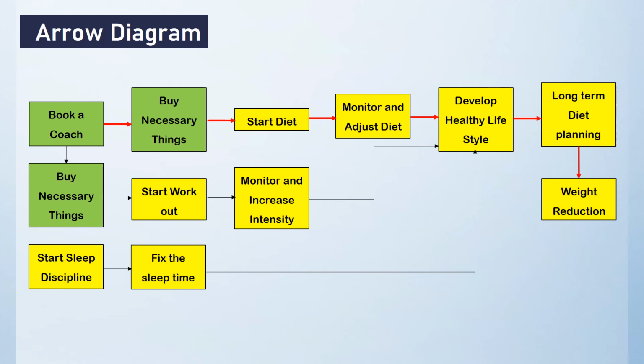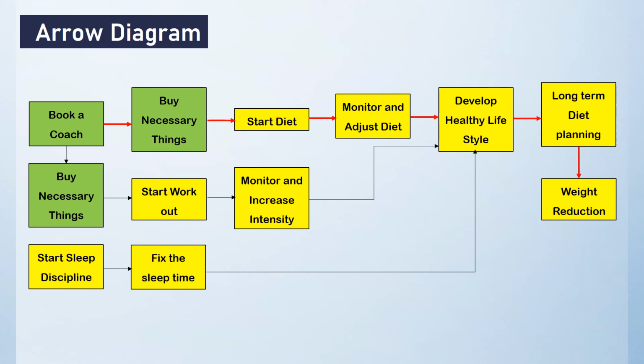Let us go to the next tool, the arrow diagram. Here it is a complete project mapping or scheduling tool, so you can see the complete schedule of the project. Some boxes I made green, that means completed. Yellows are in the plan. Buy necessary things, book a coach first, buy necessary things, start workout, and monitor and increase the intensity of the workout.